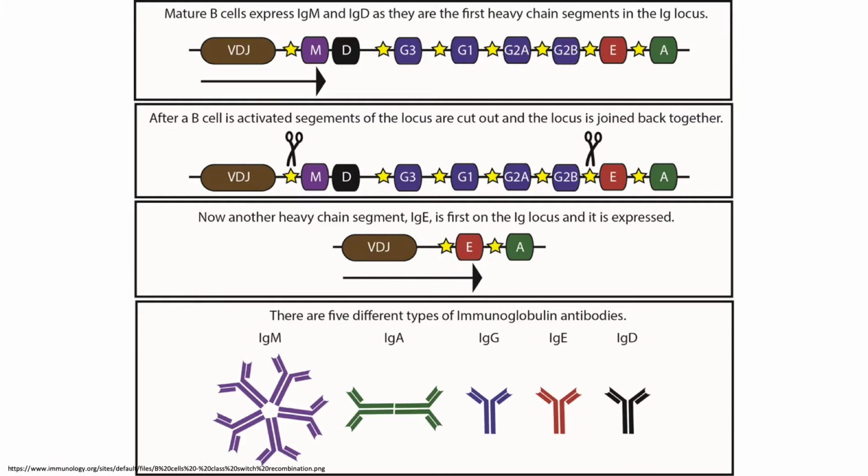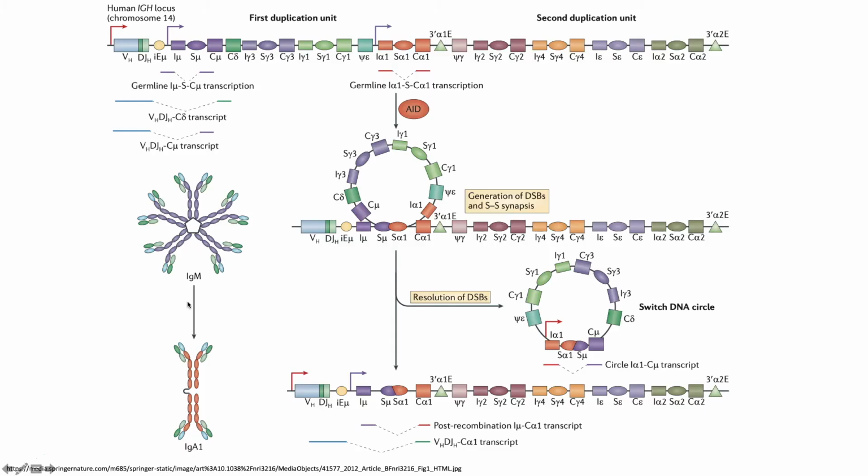How this actually happens is a little more complicated. There's duplication units, which I am not super familiar with, but basically you can kind of ignore this part here for now. You're just going to pick, there's your VDJ segment right there. Okay, so there it is. And you're going to go along here and you can see we've got all these different terms here. So these are all just different constant regions that we can pick from.